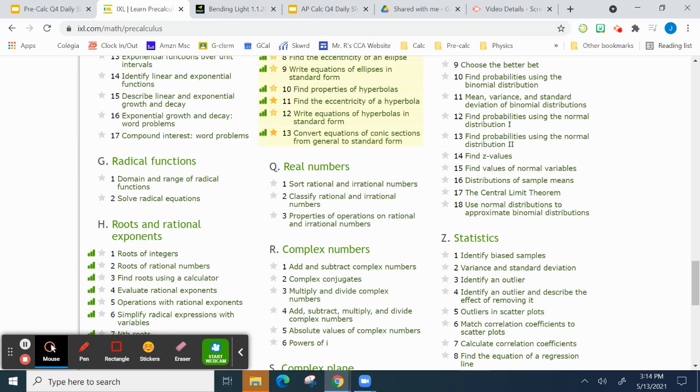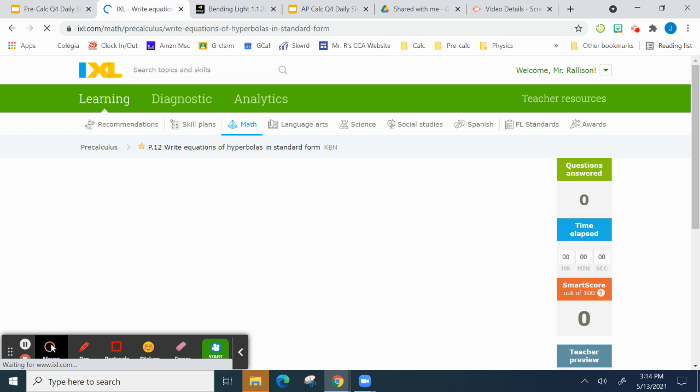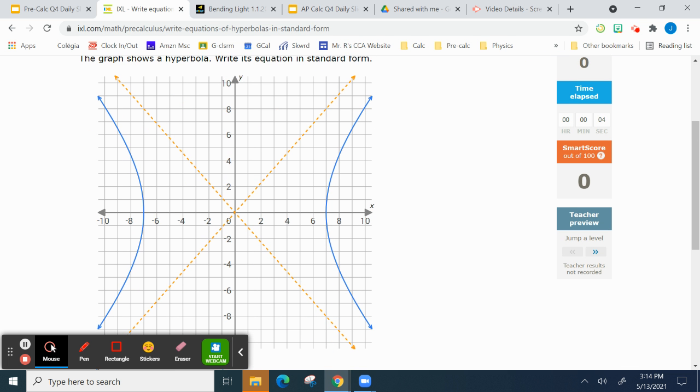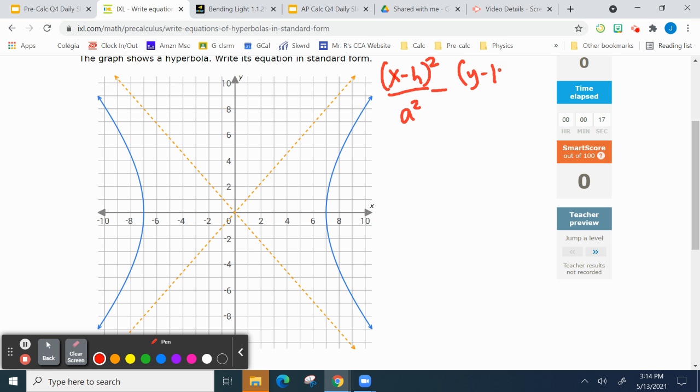Right, so now we're going to do P12. This is IXL, by the way, section P12 in pre-calculus, write equations of hyperbolas in standard form. So we'll just click that, and we want to remember what standard form is, right? It's x minus h squared over a squared minus y minus k squared over b squared equals 1.